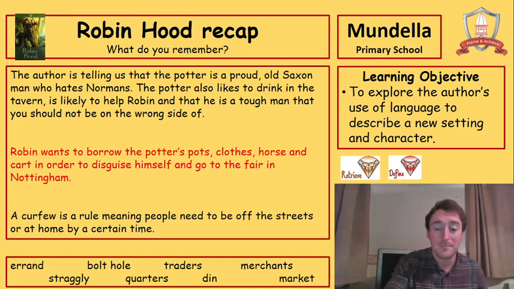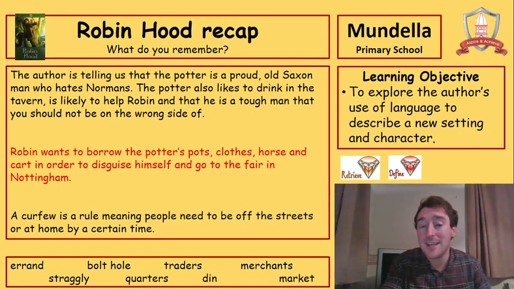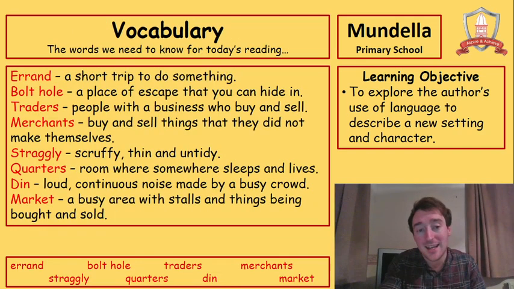Okay, let's have a look at our vocabulary for today and the words that we'll need to know for today's reading. Our first word is errand. An errand is a short trip to do something, a short job. Yeah? Bolt hole. A bolt hole is a place of escape that you can hide in.